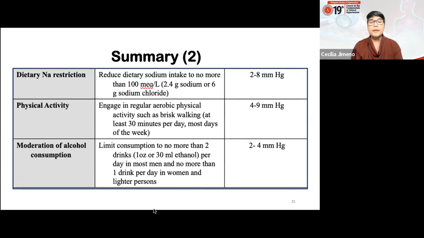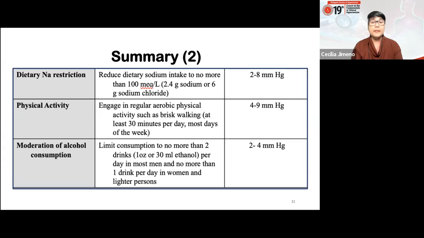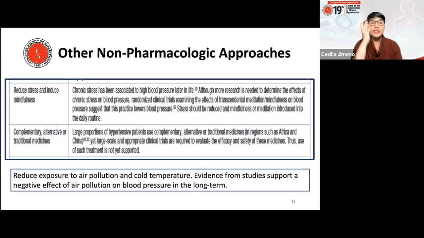So not a lot, but if you put together all these and initiate all these, they can significantly drop the blood pressure, and among the pre-hypertensives can control the blood pressure. Other non-pharmacologic approaches is to reduce the exposure to air pollution and cold temperature, as evidence from studies support a negative effect of air pollution on blood pressure in the long term. So of course, this is a public health concern in areas of the country, in our cities with very high air pollution, that is directly linked to the development of hypertension.